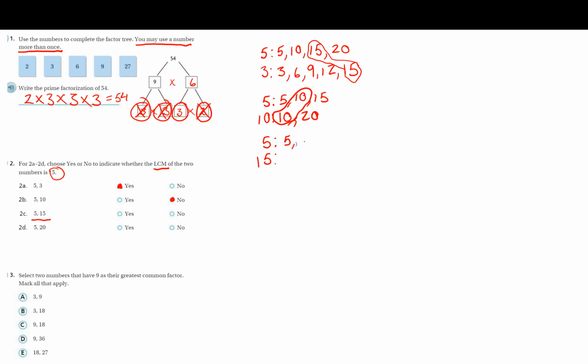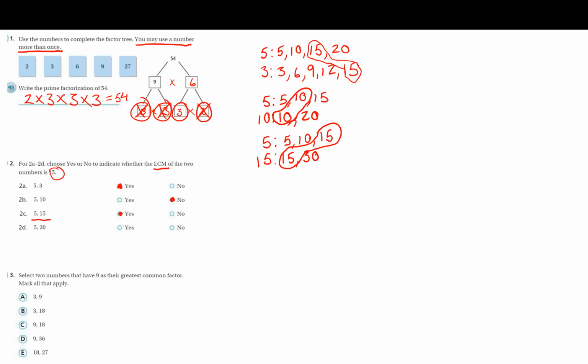Count by 5s: 5, 10, 15. There's my magic number, so I'm going to stop at 15. Count by 15s: 15, 30. Okay, I've already gone past 15. The smallest number they have in common is in fact 15, so this is going to be another yes.